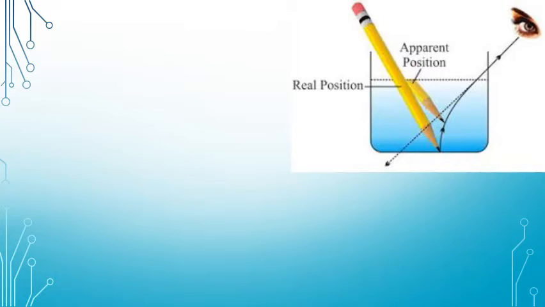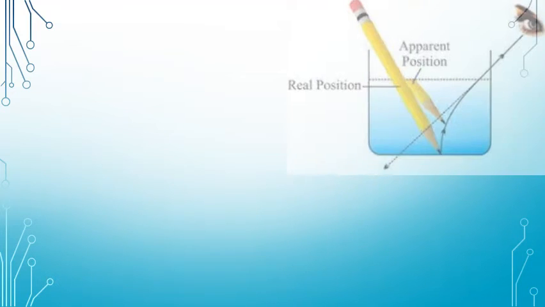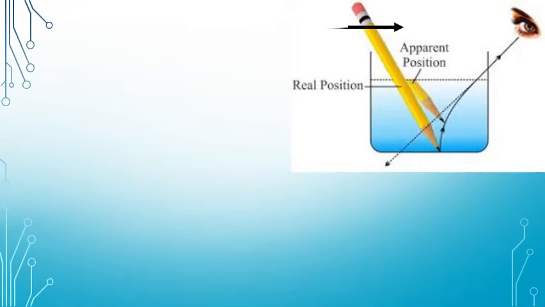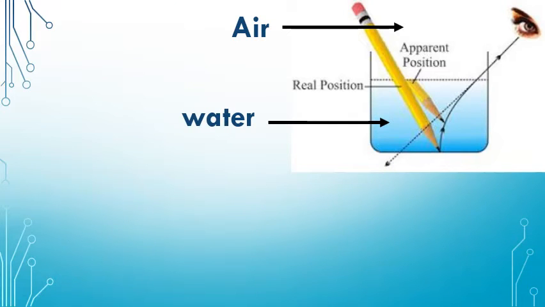Now let me explain what's meant by refraction. When you put a pencil in a water cup, it is seen broken or bent. This phenomenon happens because light changes its direction when it passes between two different transparent media. Like what? Look here. The first medium we have is air, and the second one is water. So we have two different transparent media.